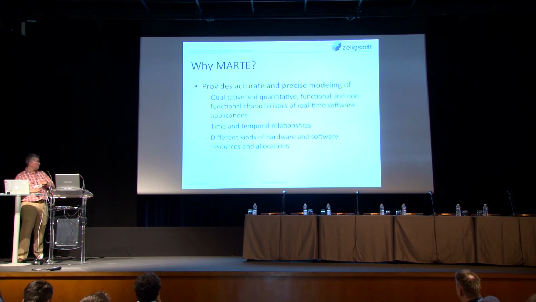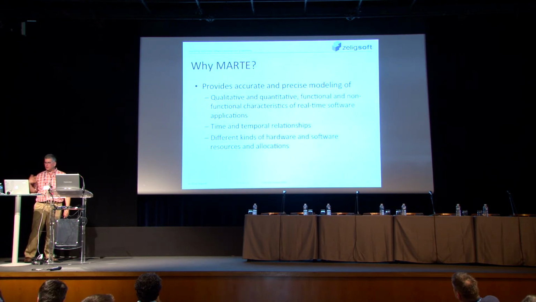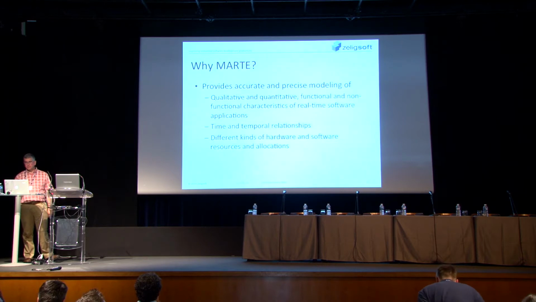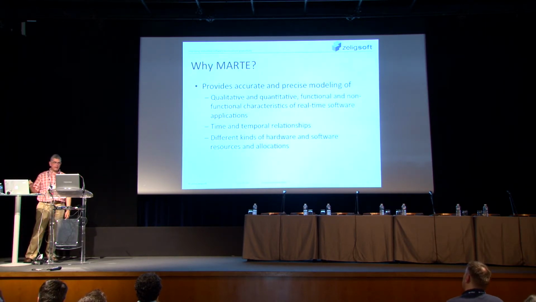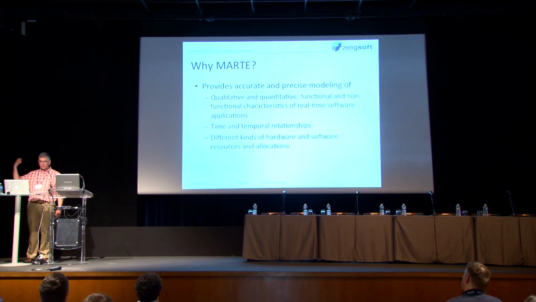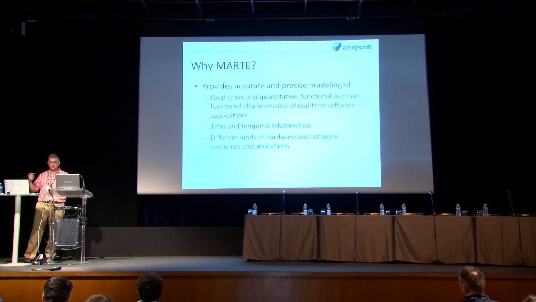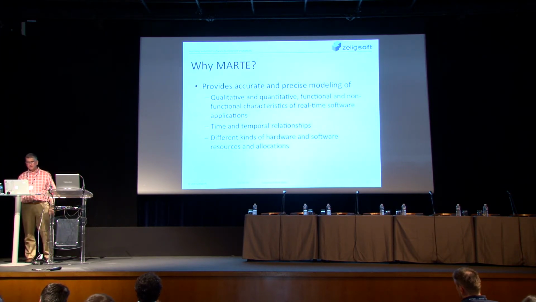So why do we have MARTE? One of the things about MARTE is that it provides accurate and precise modeling. It deals with both qualitative and quantitative, and also functional and non-functional characteristics of real-time software. One thing that's very important in a lot of embedded applications is it defines time and temporal relationships. It has a concept of time embedded in the language, so you can actually start putting constraints on your UML model saying that this has to take this long to run and it cannot run any longer. And it also has this concept of allocation, so you can allocate hardware and software resources and actually keep track of them. Well, if you think about it, that looks a lot like what I was talking about a little bit earlier with regards to why embedded systems are different.